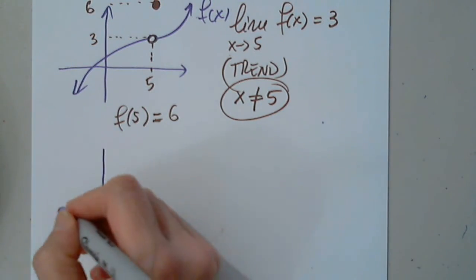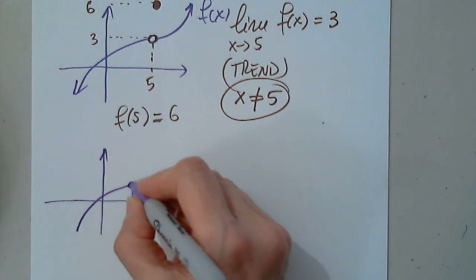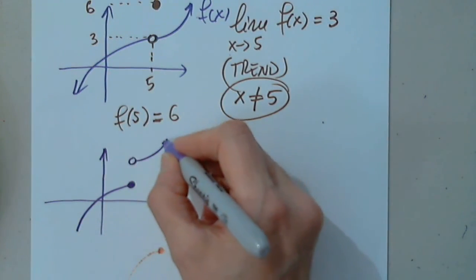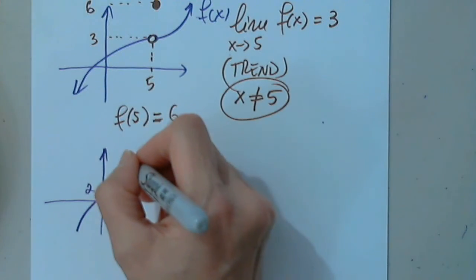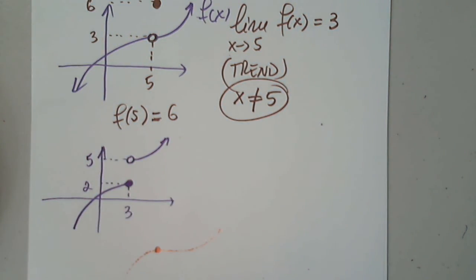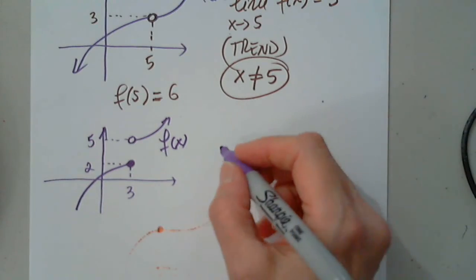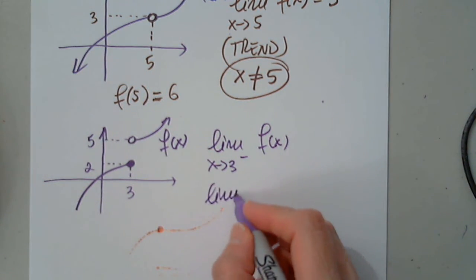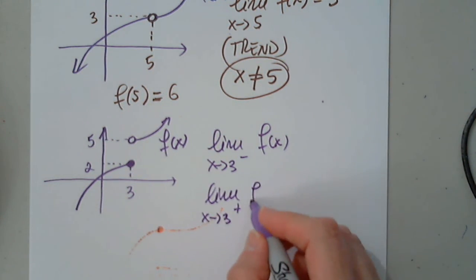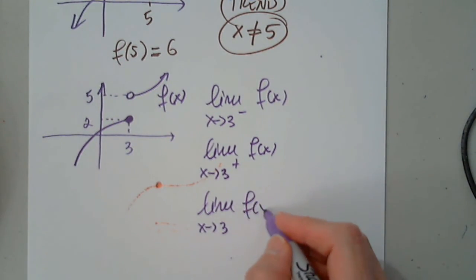So let's take a look at the situation. This is our new function. And I'm going to ask you the same questions again. The limit as x approaches 3 from the left of the function, the limit as x approaches 3 from the right of the function, and the limit as x approaches 3 from either side of f of x.